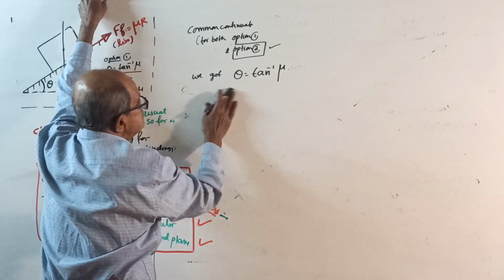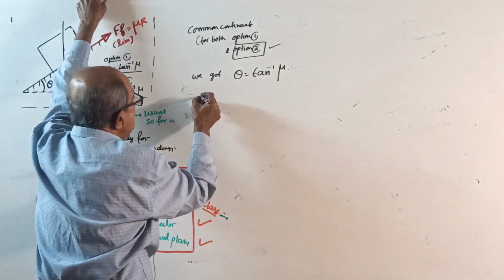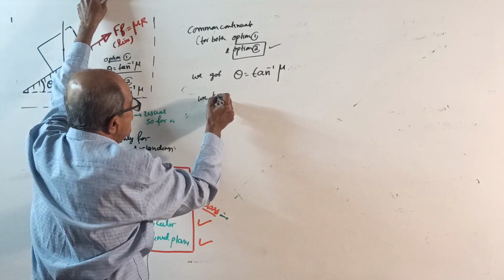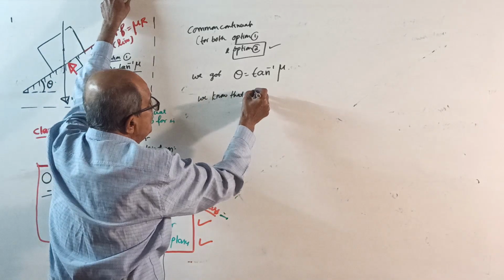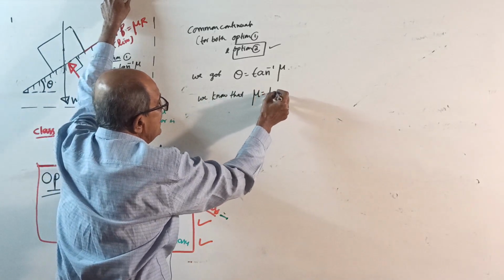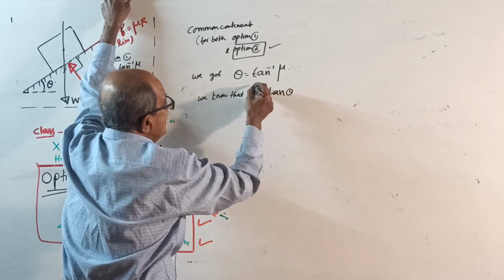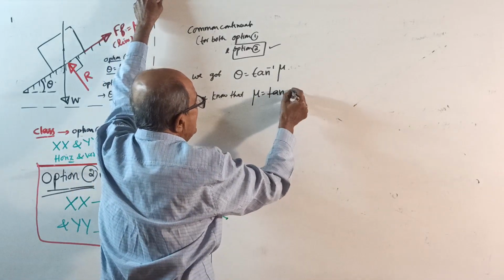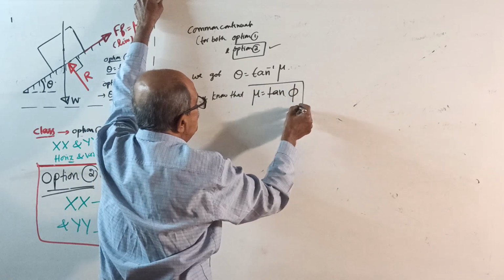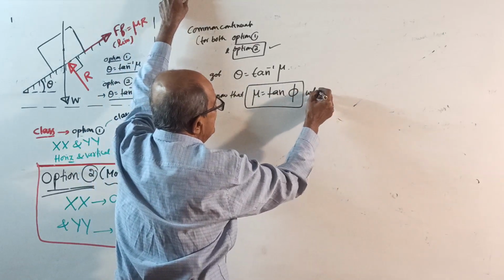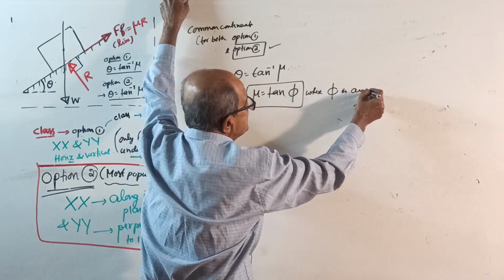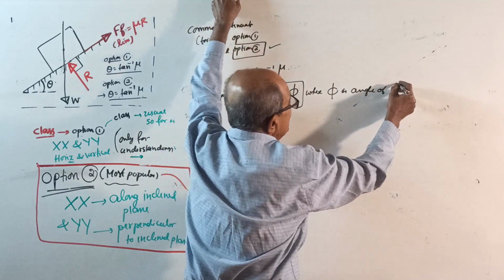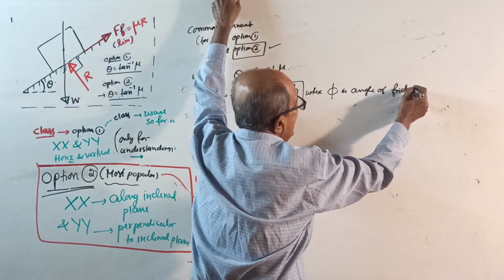Tan inverse mu. Now, we know that mu equal to tan phi. This I already told you, where phi is called angle of friction. This I told you earlier, you forgot it. Remember it now. Angle of friction.